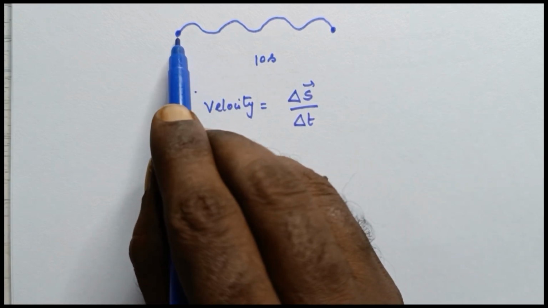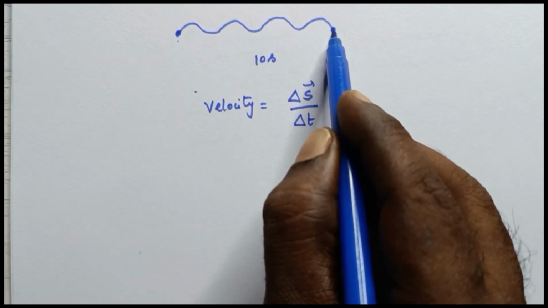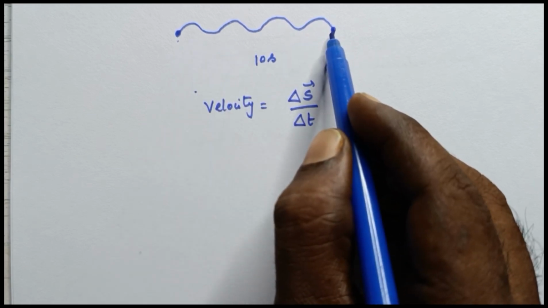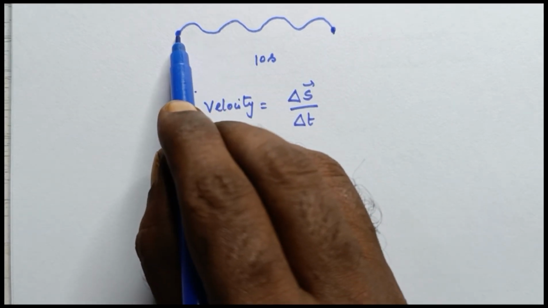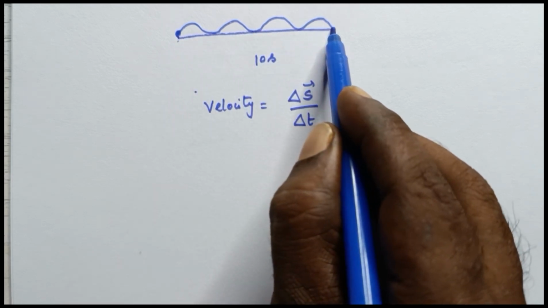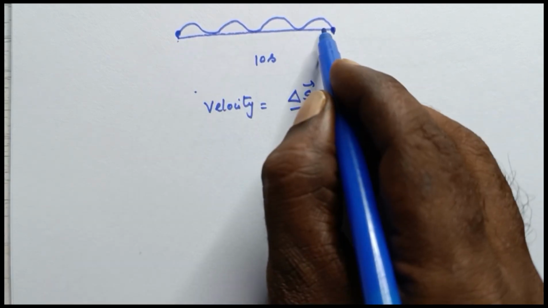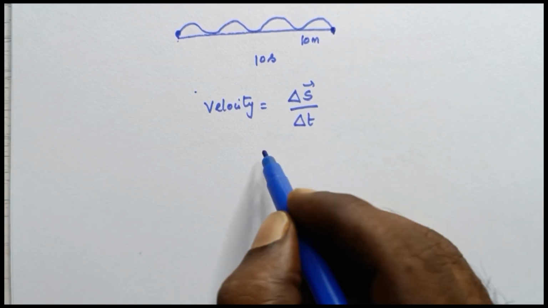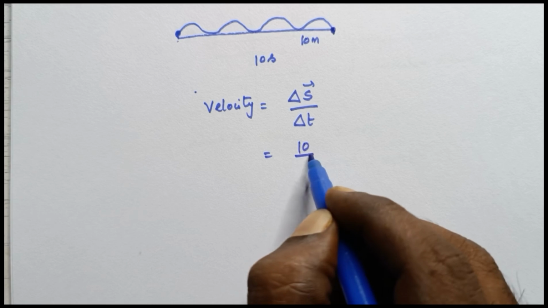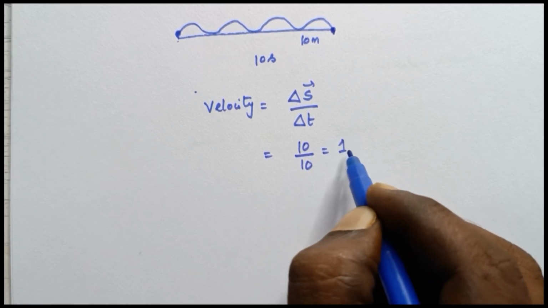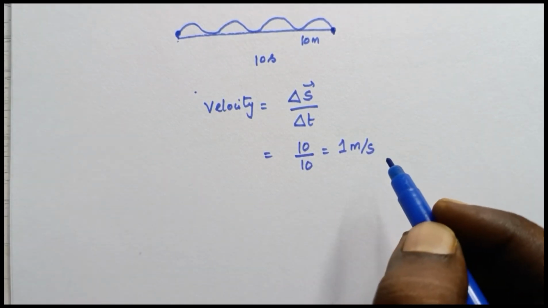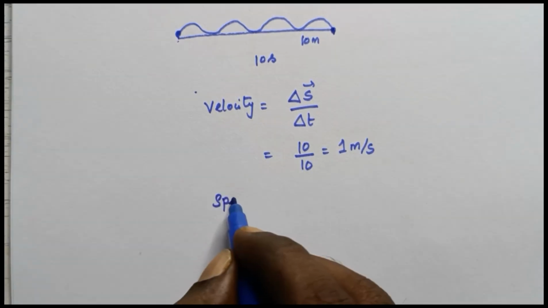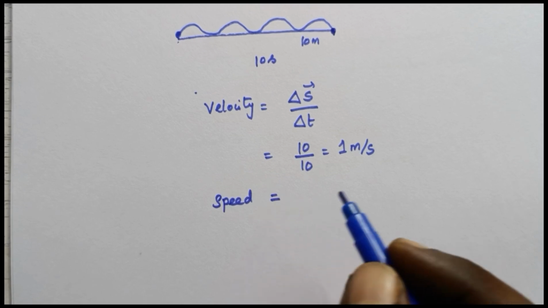So the body is initially here and it has displaced to this point. So what is the total displacement or what is the change in displacement? Then we have to draw a straight line connecting these 2 points. Say this length is equal to 10 meter. So displacement by time is equal to 10 by 10 which is equal to 1 meter per second. It is the velocity.